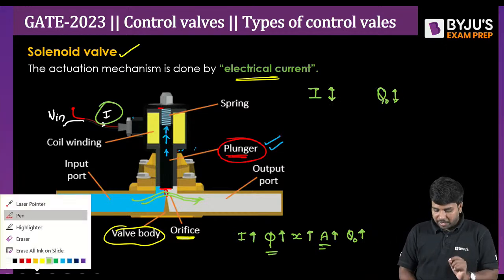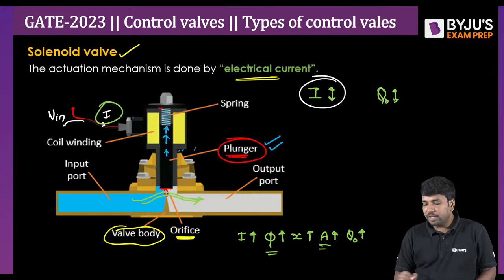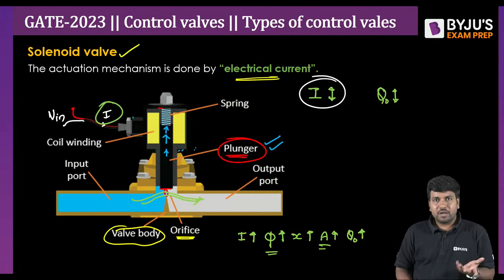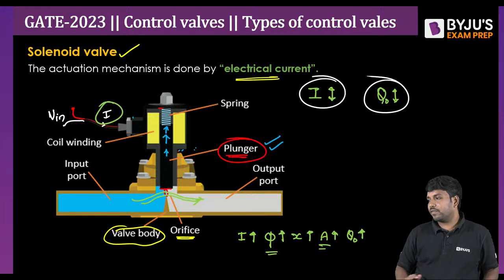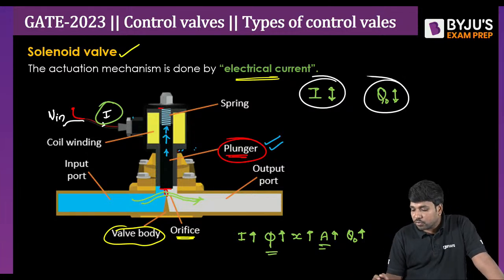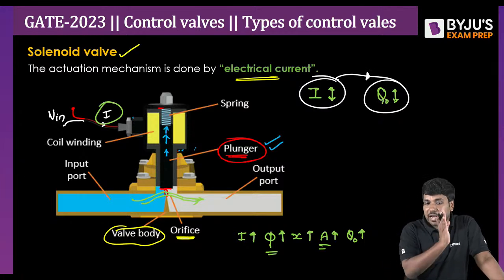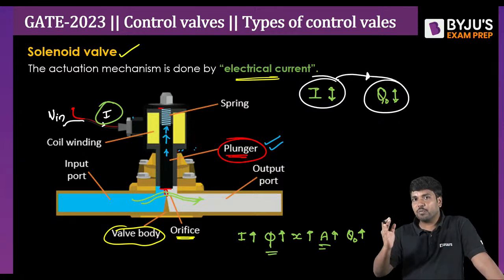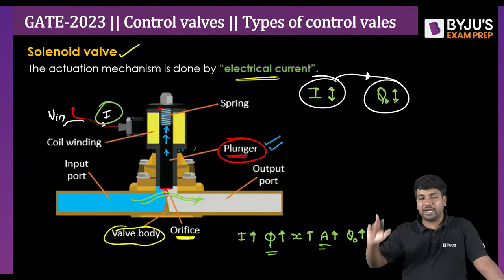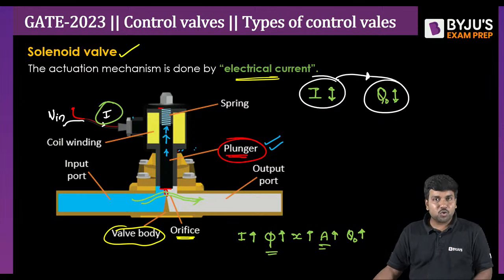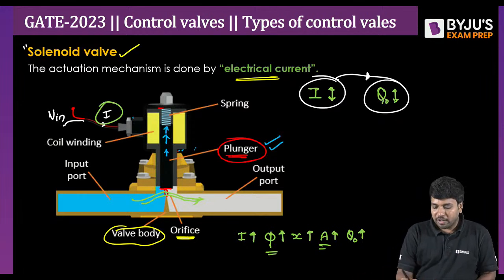So in a single line, current is an electrical variable, correct? Of course, current is an electrical variable. Ultimately, we are getting the fluid flow rate as the output variable here, right? So this means the current is getting converted into the fluid flow rate. So the electrical variable is converted to a mechanical variable directly without intervention of any other technical variables. That's why people are so crazy about the solenoid valve.